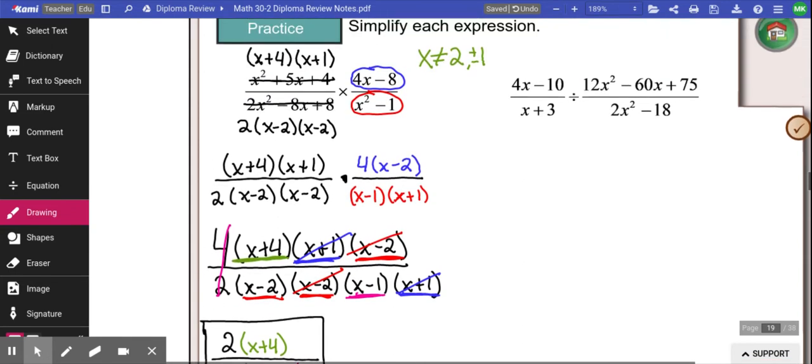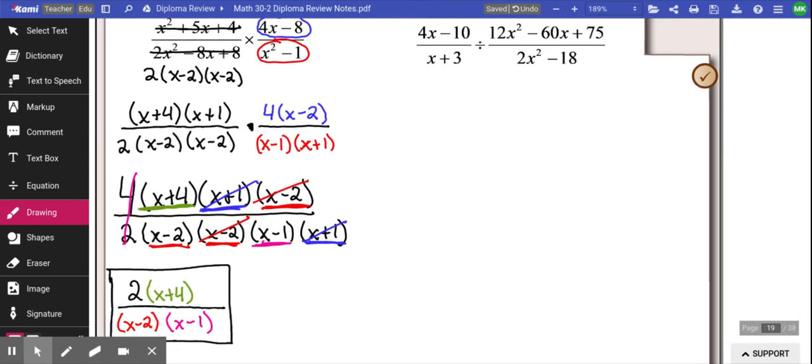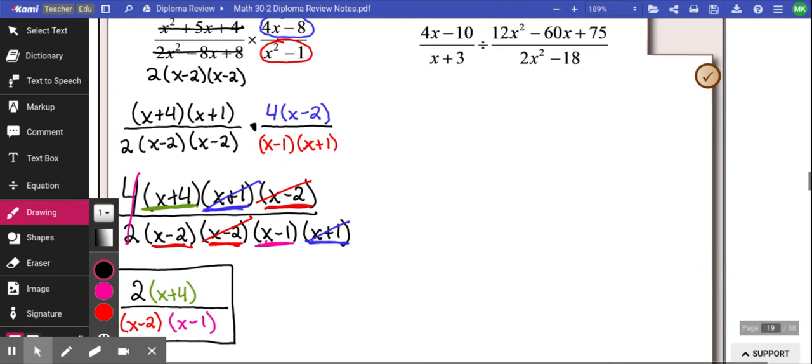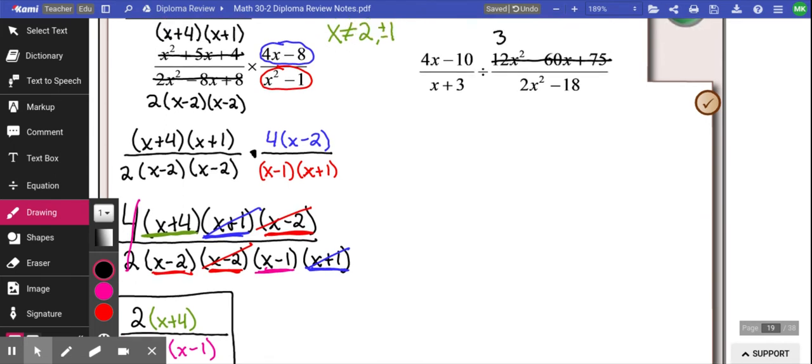Okay, we're going to try the second one now. The second one is a little bit more challenging to factor. I will factor the trinomial for you. So that trinomial should not have been 12x squared minus 60x plus 75. I've done it on the board up here really quick if you want to see. It should have been 3 times 2x minus 5 times 2x minus 5. That is now completely factored on that top.